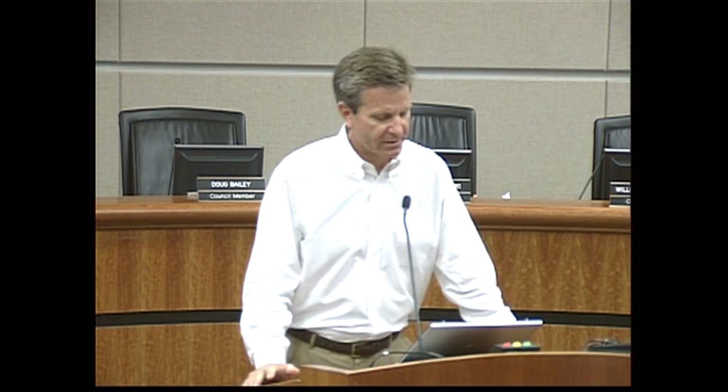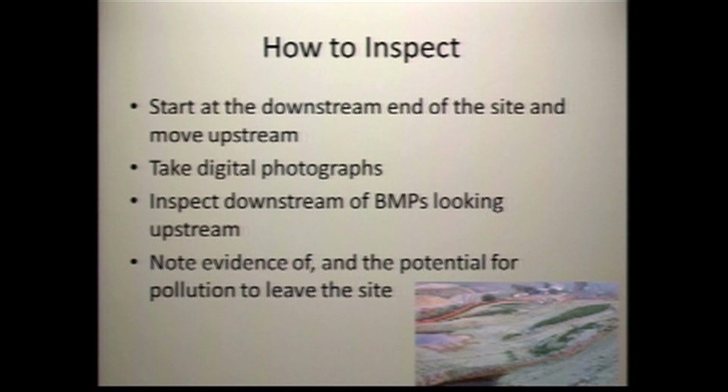So how do I inspect a site? From a water quality perspective, start at the downstream end of the site and move upstream. This is so you can identify any pollutants that are leaving the site, and then you can look for the sources of those pollutants, whether it be a failed or failing BMP or poor housekeeping or something like that. But you know what's leaving the site, and then as you're inspecting going upstream, you can find it.